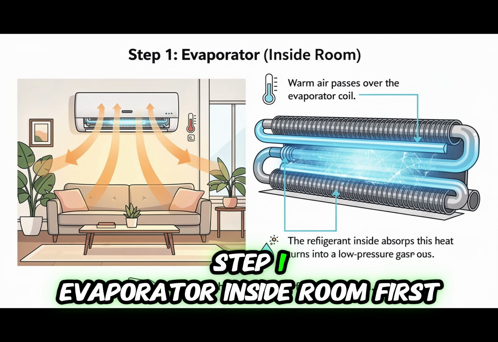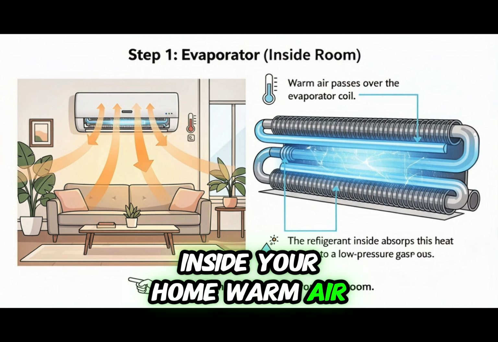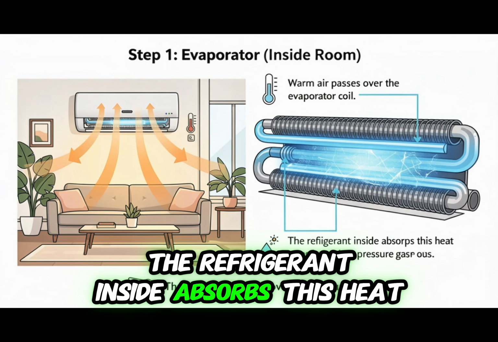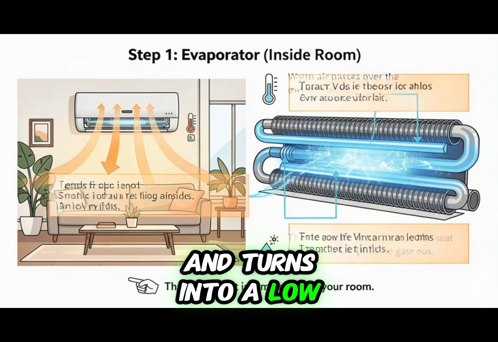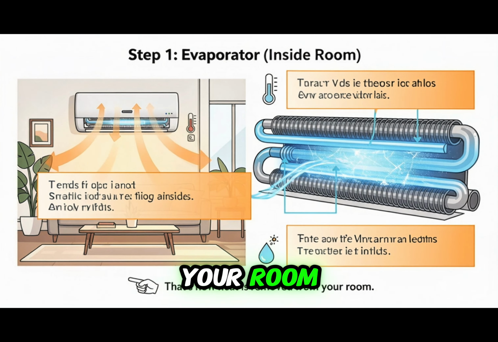Step 1. Evaporator. Inside room. First, inside your home, warm air passes over the evaporator coil. The refrigerant inside absorbs this heat and turns into a low-pressure gas. That's how heat is removed from your room.